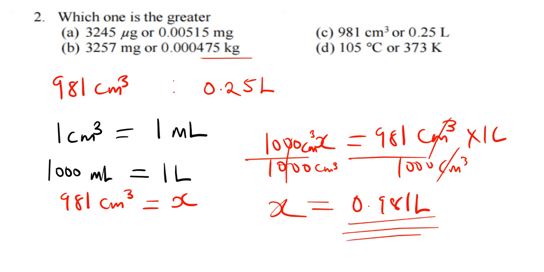Now I didn't mention earlier that you're able to see the conversion unit, 1 cubic centimeter is equal to 1 mil. So if you've got 1000 mil equal to 1 liter, this also equates to 1000 cubic centimeters being equal to 1 liter.